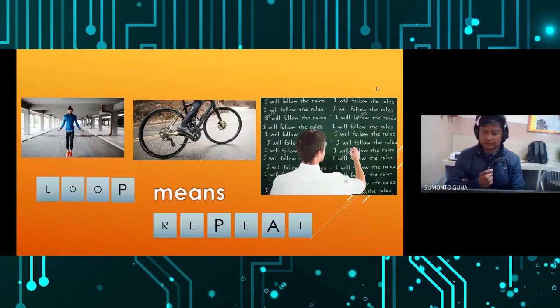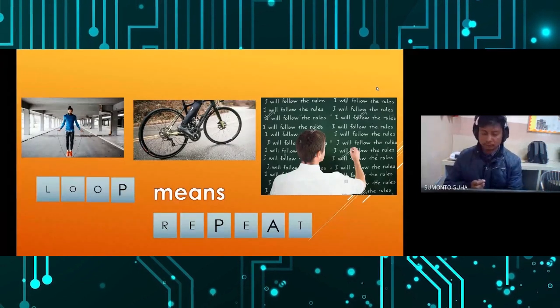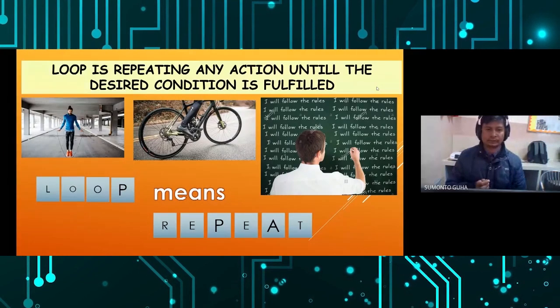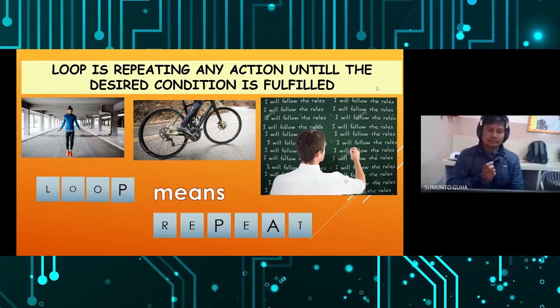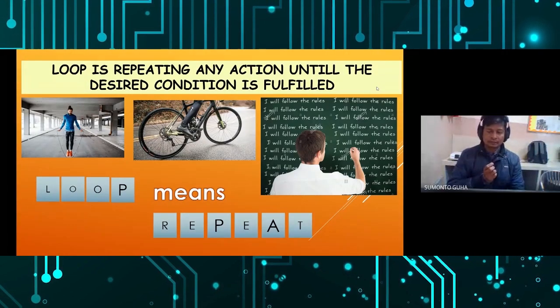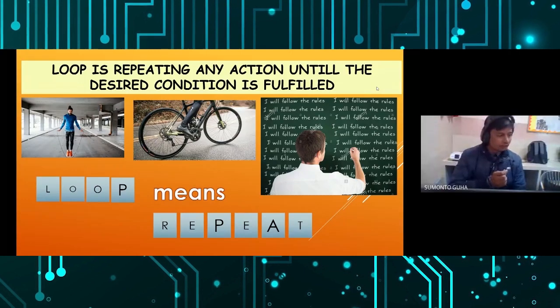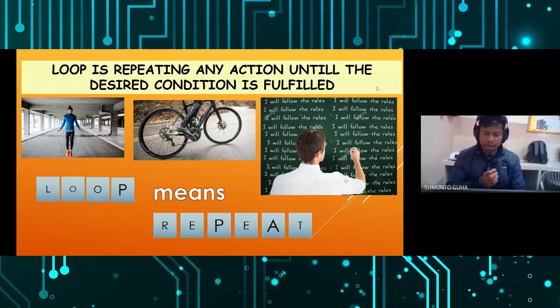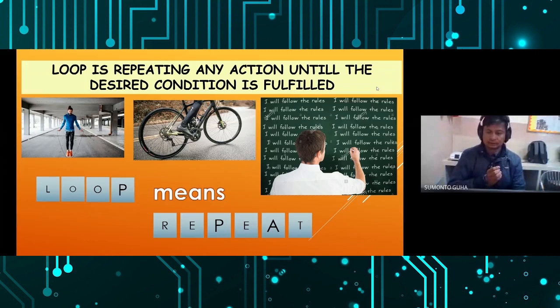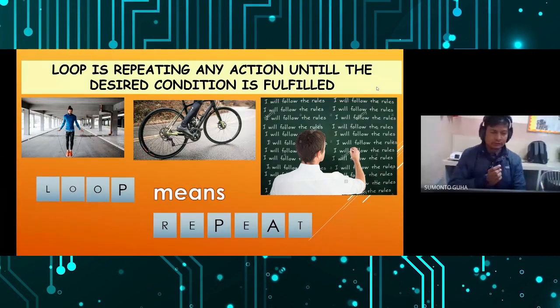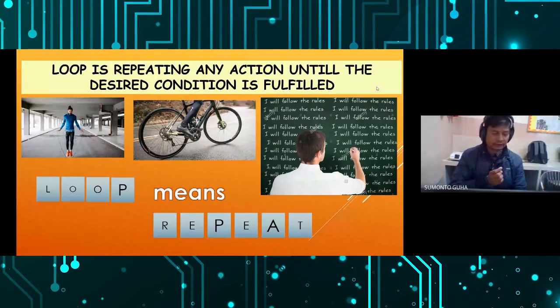So let's see the definition. Loop is repeating any action until the desired condition is fulfilled. So now let's discuss the desired condition in all the pictures. What do you think would be the desired condition in the first picture? When is this person going to stop, how long is he going to loop?